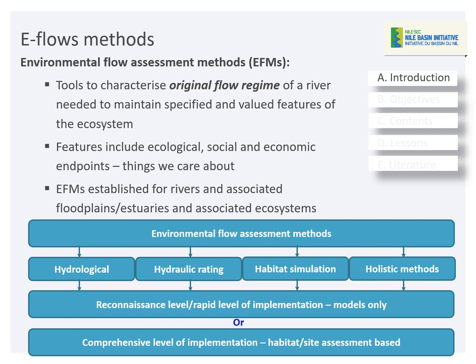Environmental flow assessment methods established for rivers and associated floodplains or estuaries and associated ecosystems are highlighted in this table. And there are 4 broad categories of different environmental flow assessment methods: hydrological methods, hydraulic rating methods, habitat simulation methods, and holistic methods. And we're going to unpack each of these methods in detail in this blended learning module.